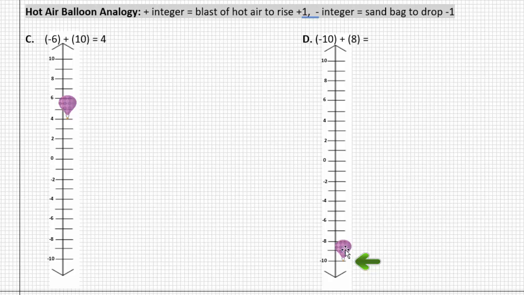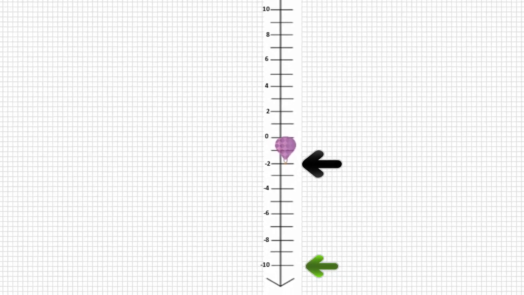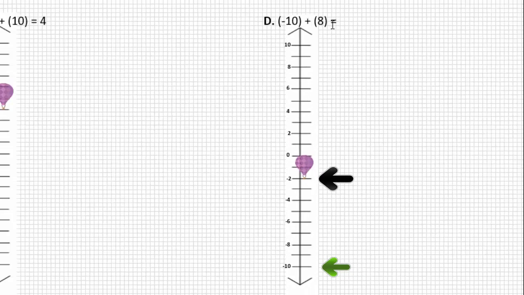All right, let's try this out. 1 blast, 2, 3, 4, 5, 6, 7, 8. So our hot air balloon is now at -2. The basket is at -2. From -10, we added 8 blasts of hot air, 8 positives, to rise up towards the positives. We landed at -2. So -10 plus 8 equals -2.